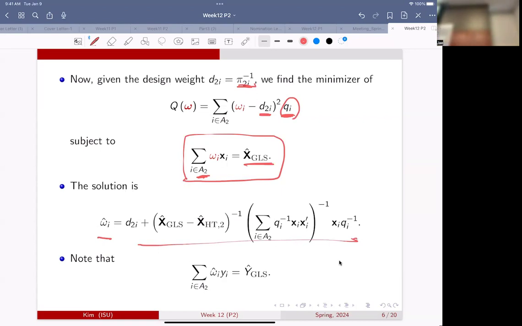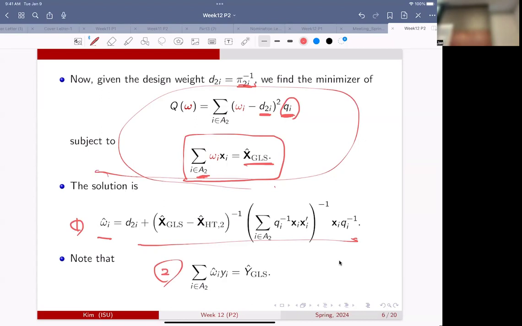And then good news is that this particular weight is actually algebraically equal to our GLS estimate. So we want to show these two. One is this one, second one is this one. So this is the problem, right? This is the formulation of the problem. The claim is that the solution is this one, and another claim is that the solution satisfies this one.